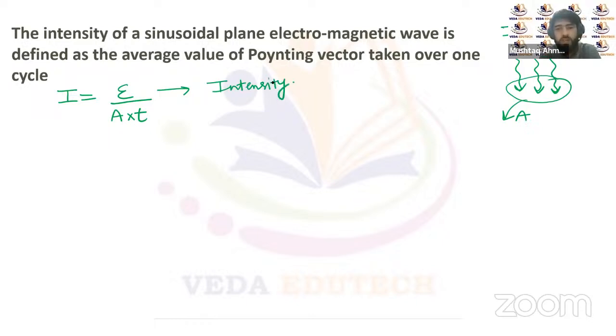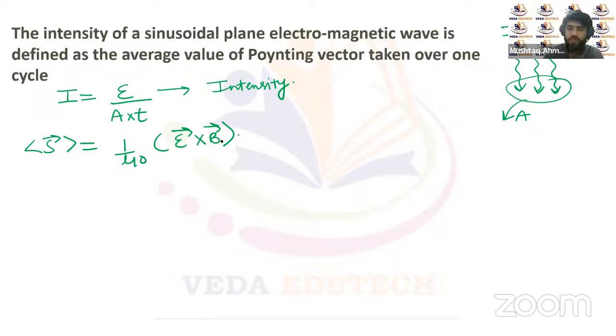The intensity of an electromagnetic wave is also given by the average of the Poynting vector, or we can say the average of E cross B. The average value of the Poynting vector taken over one cycle gives what we call the intensity of the radiation. So this is how we can calculate the average intensity. And one more important point is that the average of the Poynting vector gives us the intensity.